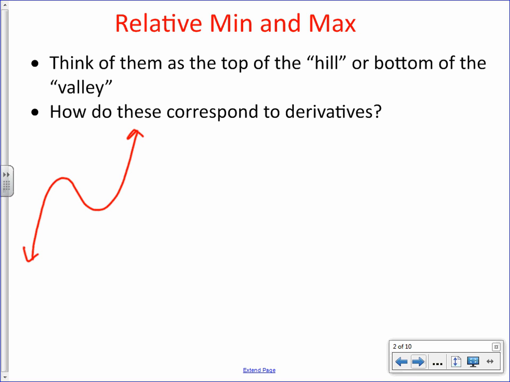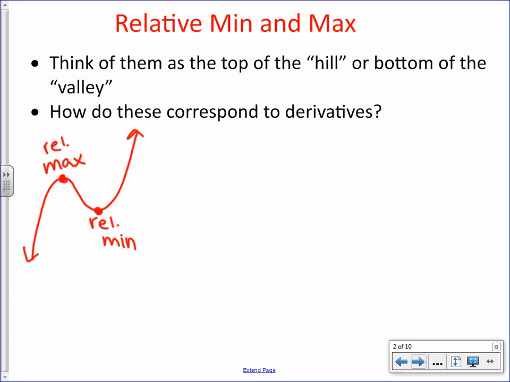okay, anytime we change directions, we have a minimum or a maximum. So this is what we would consider a relative maximum because we are changing from increasing to decreasing, creating a hill. This would be considered a relative minimum.